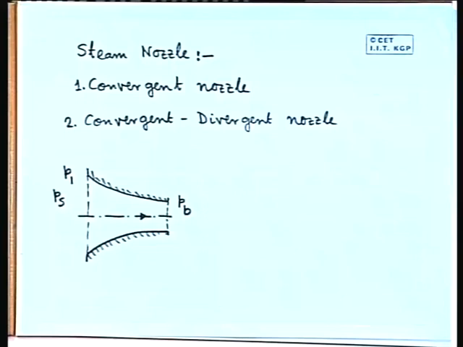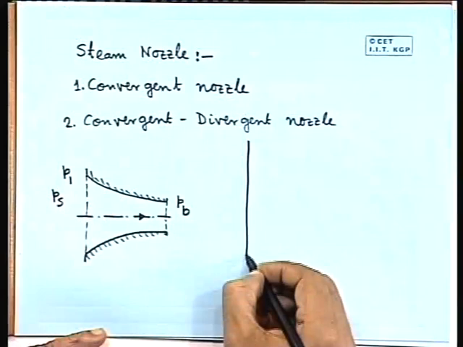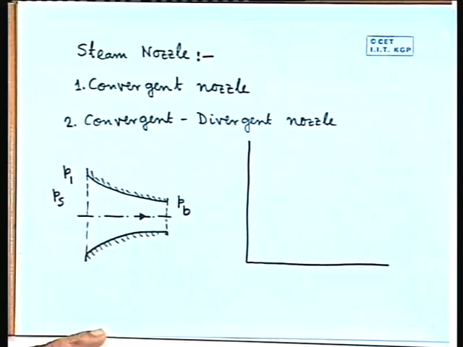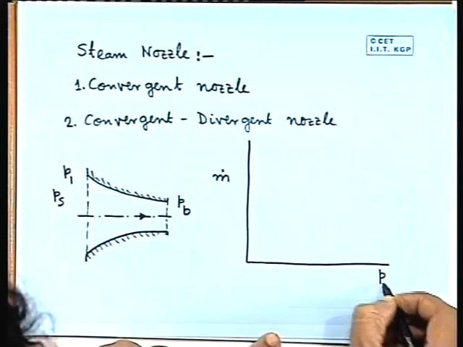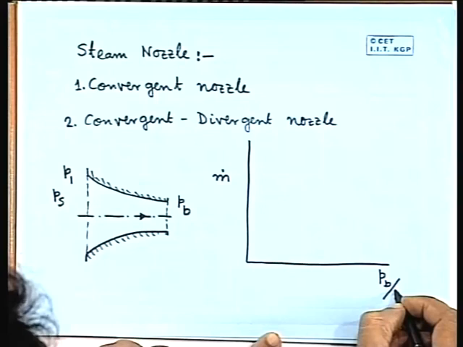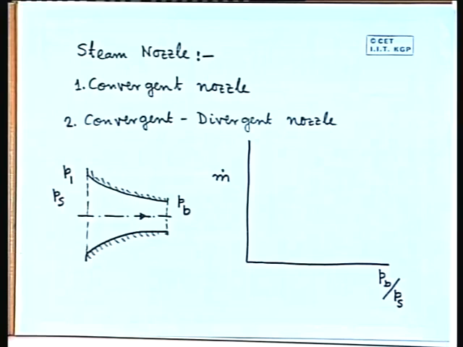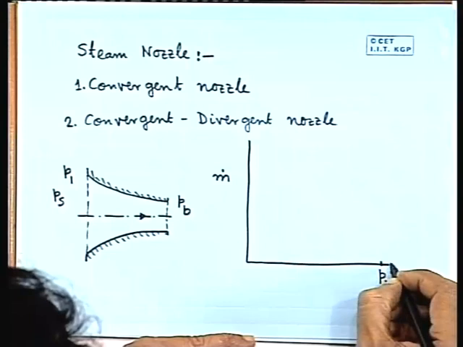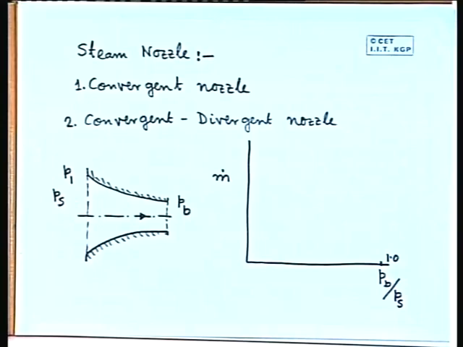This happens only in case of vapor or in case of gas. So, in case of steam also, we will have this phenomenon. It is like this. Let us say this is the mass flow rate through the nozzle, and the back pressure we are expressing in a non-dimensional form, PB by PS, back pressure by the stagnation pressure. This point is 1. That means, at this point, back pressure is equal to the stagnation pressure.